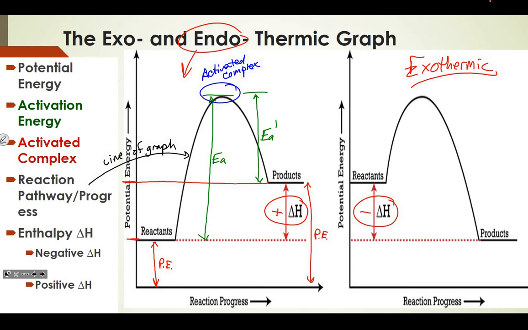Wait, what did I have? Activation energy of the reverse reaction. So activated complex is the top part, that curve. Okay. Delta H is the change in the reactants and the products. A negative one is exothermic, positive is endothermic. So this is just the change from reactants to products.